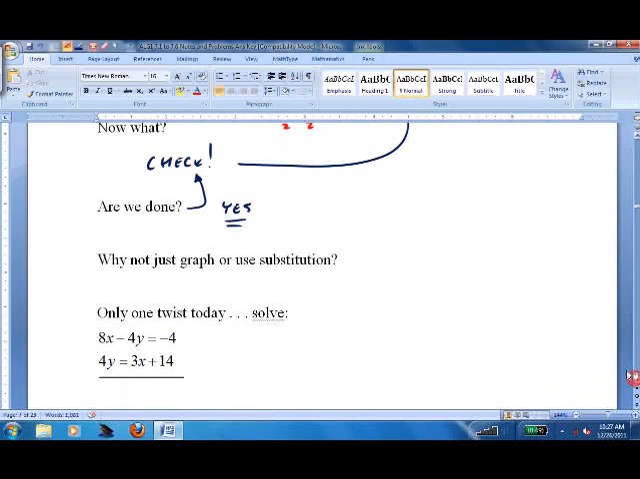So why not just graph or use substitution? As I said before, it's a bit easier. And it's the most commonly used way. And usually they get set up with the two equations on top of each other, so you know to use elimination.